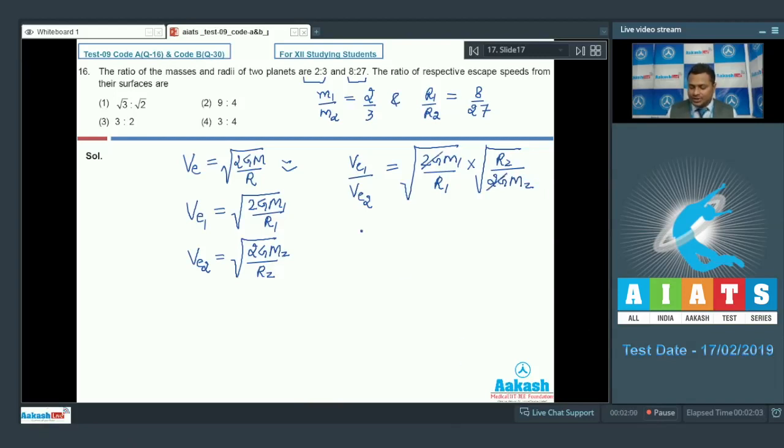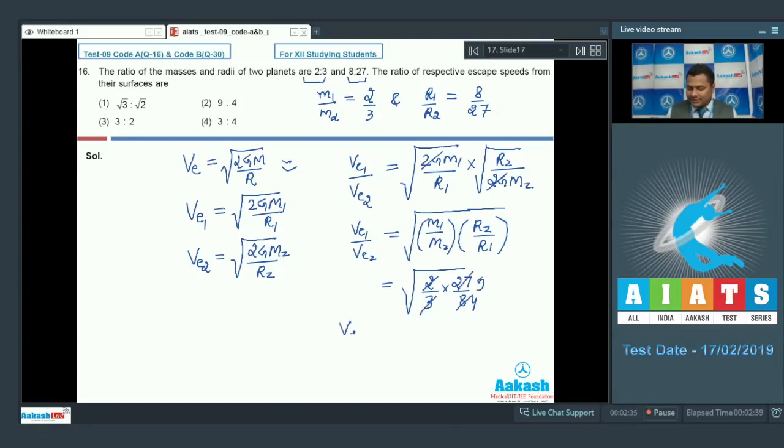2G will be cancelled out. Ultimately, we will get VE1 upon VE2 as under root M1 upon M2 multiplied by R2 upon R1. Now putting the values of M1 and M2 and R2 ratio R1, we will get M1 by M2, that is 2:3, R2 by R1 will be 27:8. Cancel by 4 times, 9 times. Ultimately, we will get the ratio of their escape speed as 3:2.